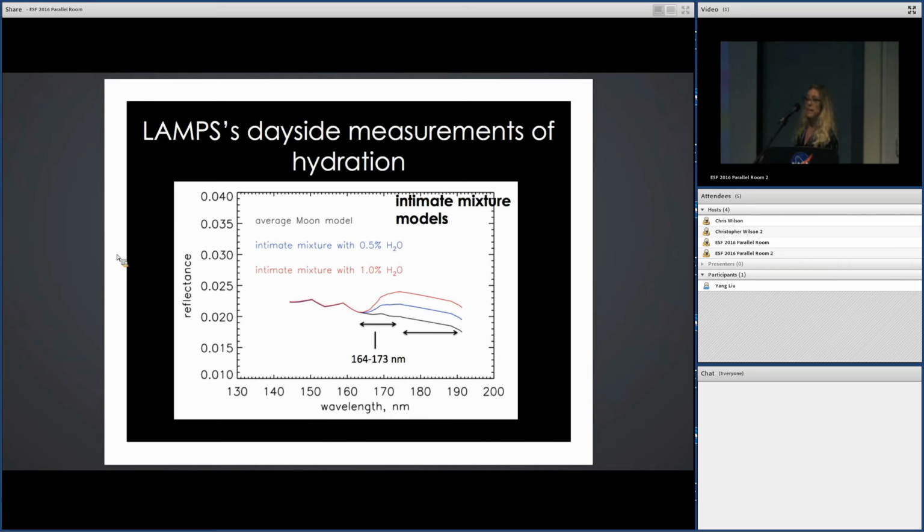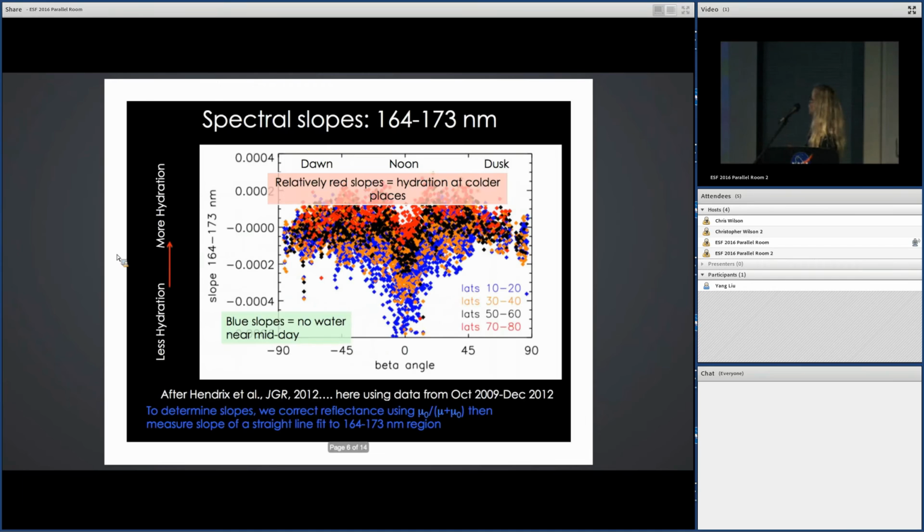So the way we've been analyzing the data is to study the spectral slopes over this very small wavelength range of 164 to 173 nanometers. We measure the spectral slope there and look for changes across the surface and throughout the day. At longer wavelengths, we also measure the spectral slope to compare and see if we're seeing the same thing or not. In fact, we do see differences between the spectral slopes at these longer wavelengths and here. We don't see diurnal variations at longer wavelengths, but we do at these wavelengths. Those diurnal variations are shown here.